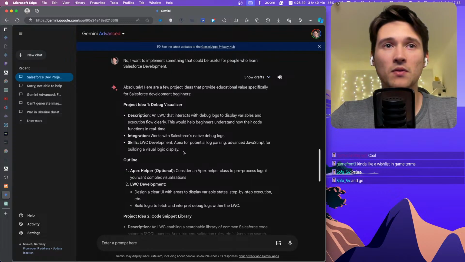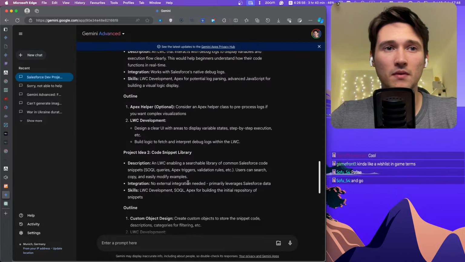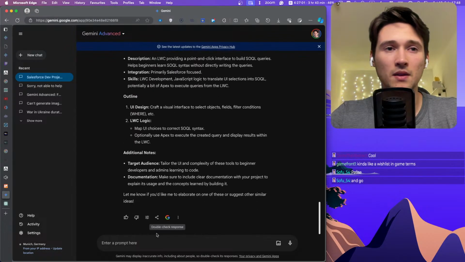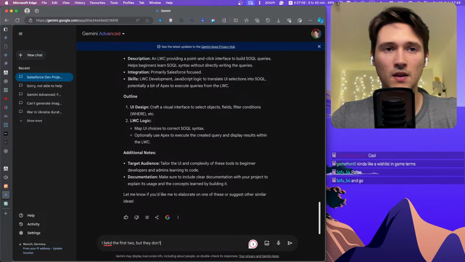Okay, the problem is that there's no integration in this one. Code snippet library, enabling a searchable library for common Salesforce code snippets, SOQL queries. Oh, this is interesting, but it doesn't have integration. Interactive SOQL builder, that exists already. I liked the first two, but they don't have any integration part. The last one already exists.